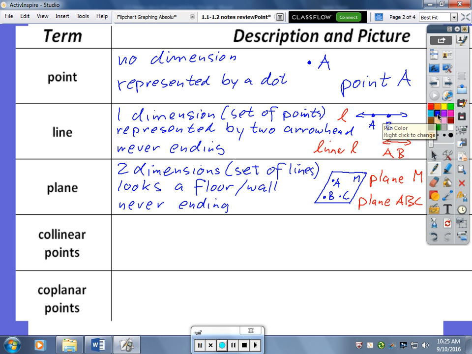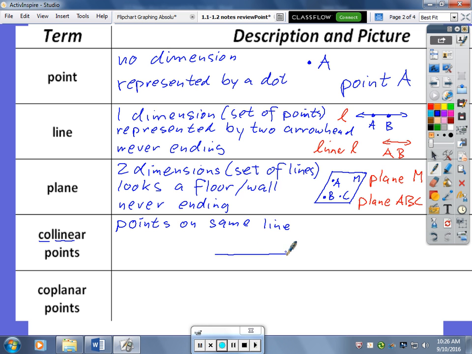Collinear points. Collinear points are points on the same line. And you see the word line in here in the word collinear, right? And co means together, just like your co-worker. Points that are on the same line are collinear points.